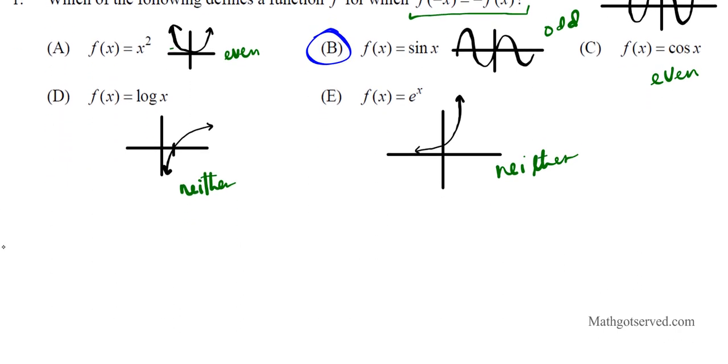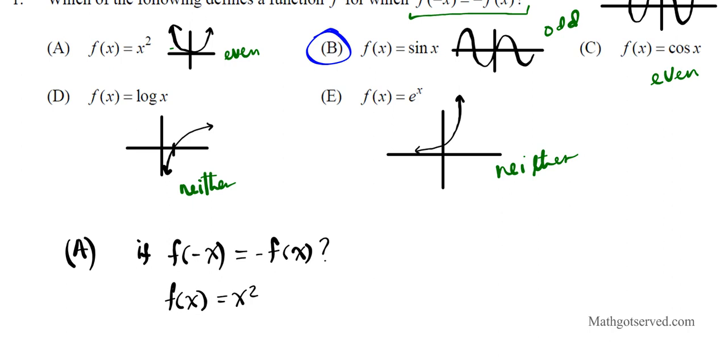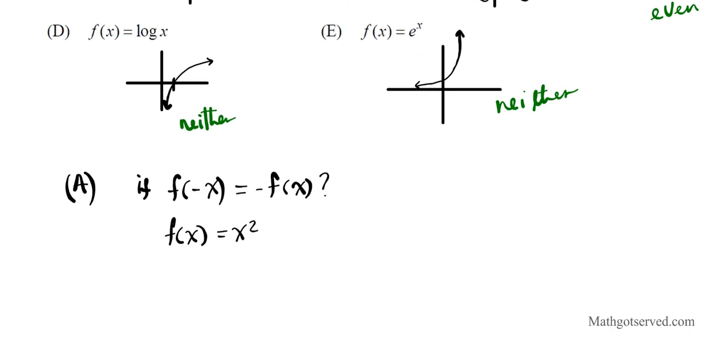Another way we can do this is by actually plugging in negative x and then using arithmetic to simplify. Let's start out by testing A. The question is, does f of negative x equal negative f of x? That's the question we're going to try to answer here. How about for f of x equals x squared, which is our option A? If I substitute x with negative x, negative x squared is x squared. So we can see that this is not equal to negative f of x, so option A is not an answer.